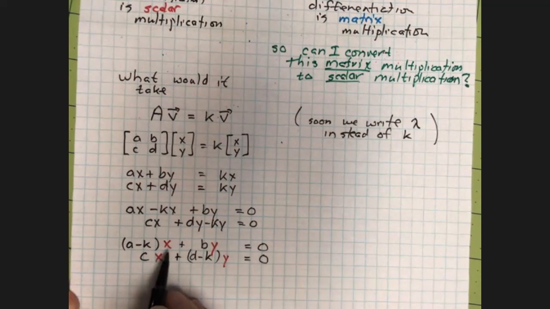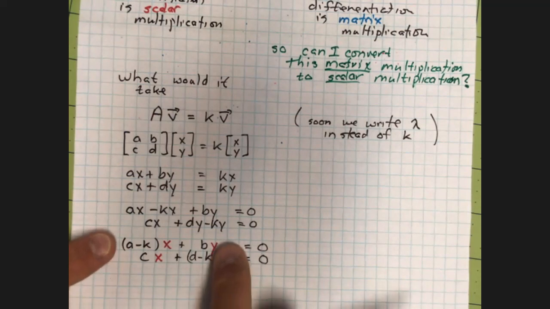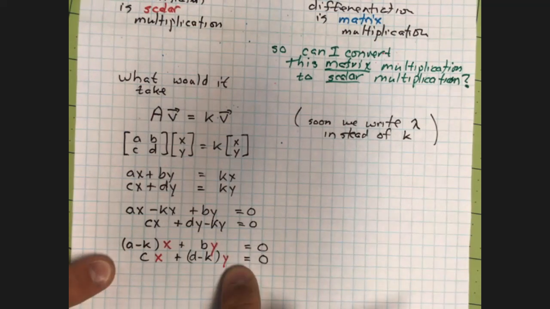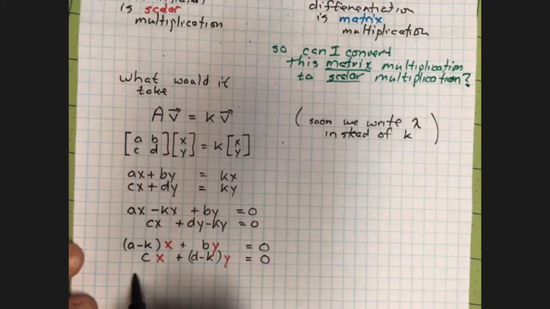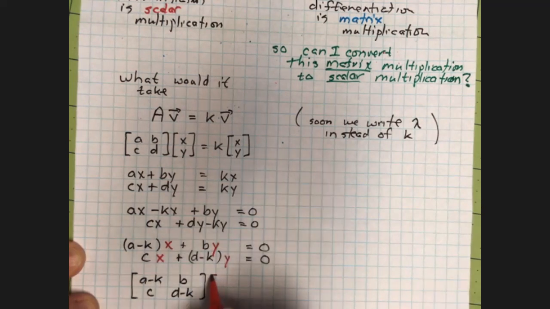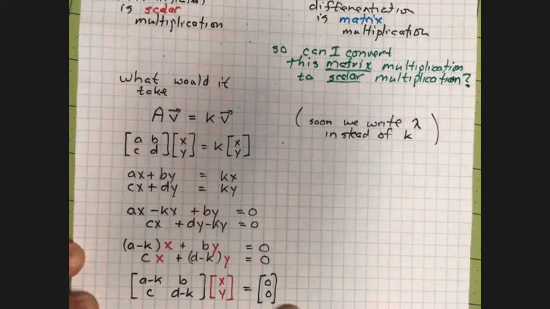I switched colors there for a reason, because I wanted you to focus on the X and the Y being repeated in those two lines, like the X and the Y were repeated in these two lines, which means what? That these two lines represent a matrix multiplication, like these two lines represented a matrix multiplication. So now I will pull apart the matrix and keep the color coding. A minus K, B, C, D minus K, and XY. Since I've re-entered matrix equation land, I'll rewrite the 0, 0 as the 0 vector, the vector that's all got zeros in it.